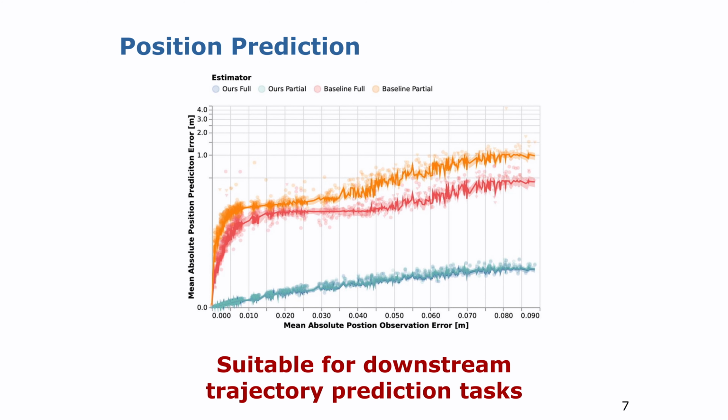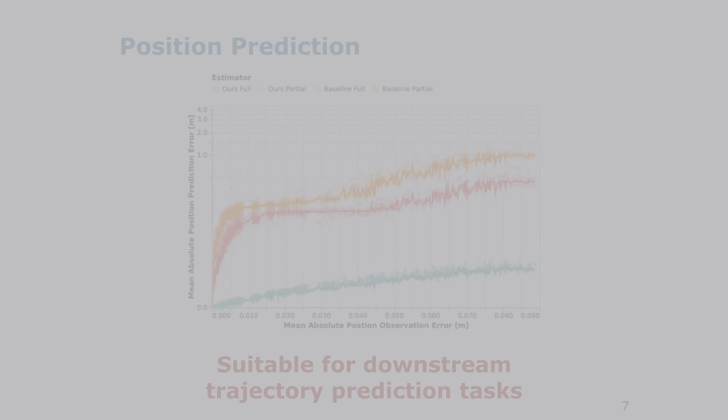We also evaluate the position prediction performance of both methods on the same dataset. For this purpose, we solve the forward game corresponding to the estimated objectives and measure the absolute error of the predicted trajectory. This evaluation in trajectory space shows an even more pronounced advantage of our method over the baseline. Overall, the results show that our method is suitable for downstream trajectory prediction tasks.